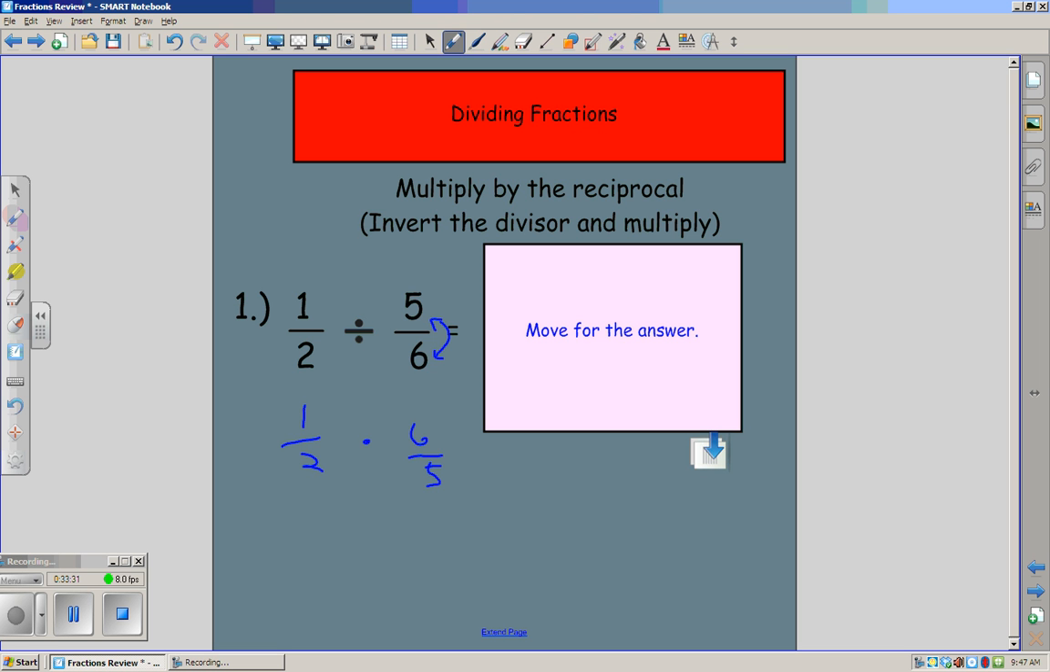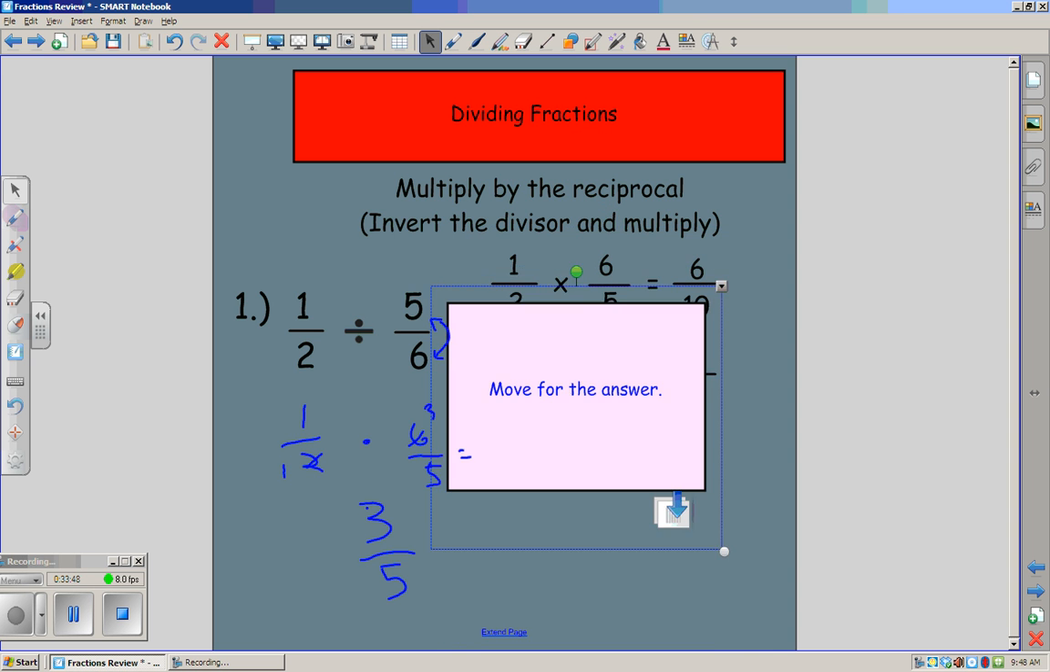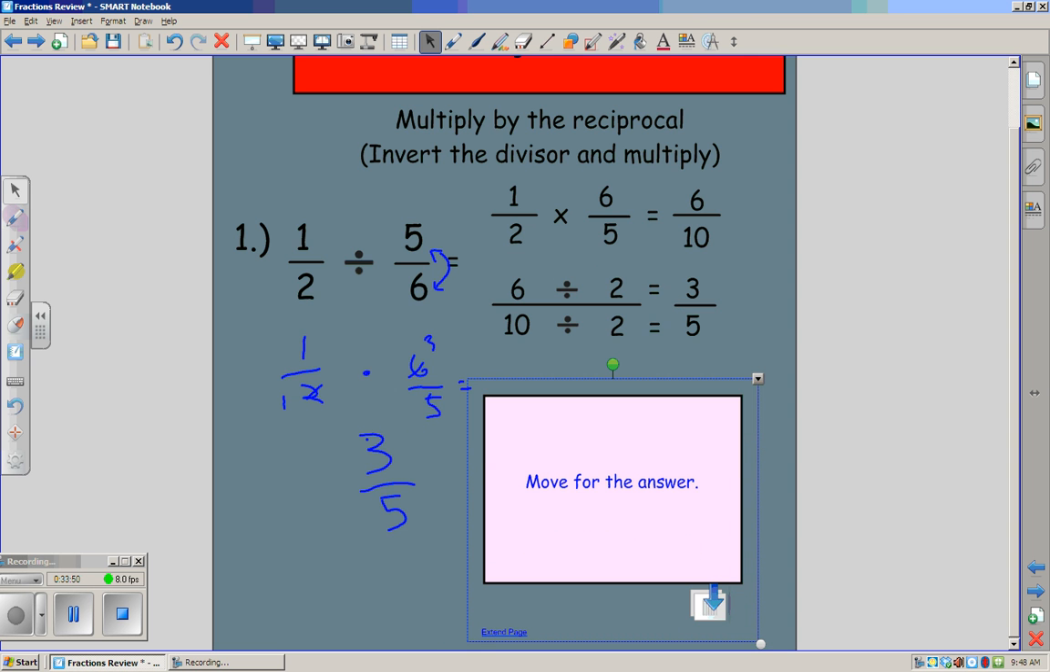Excuse me. Before I do this, I can cross-reduce. So 2 and 6 can both be divided by 2. That gives me 1 and 3. When I multiply across, that gives me 3/5. And my cool little organizing thing, there we go. Nice. Gives me an answer of 3/5, but it gives it in more detail.